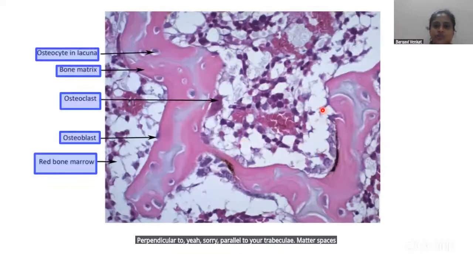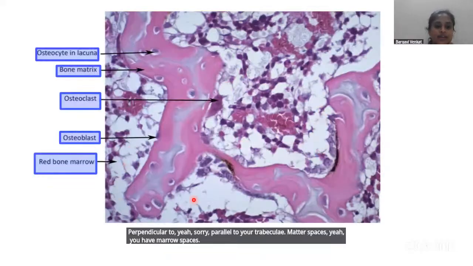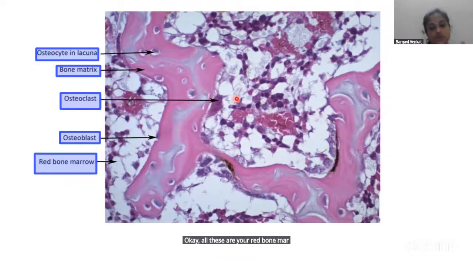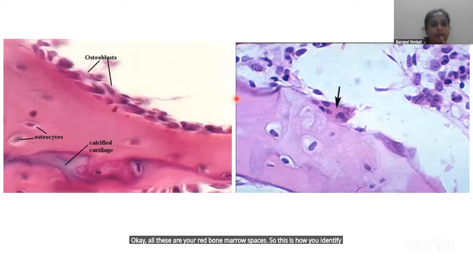Marrow spaces. Yeah, you have marrow spaces. Red bone marrow spaces are most commonly seen only in your spongy bone, whereas your compact bone doesn't exhibit these red bone marrow spaces. Okay, all these are your red bone marrow spaces. So this is how you identify your spongy bone and your compact bone.